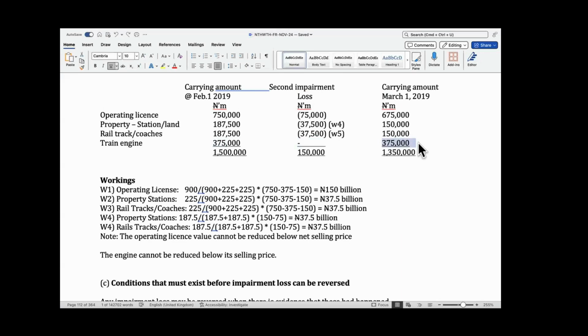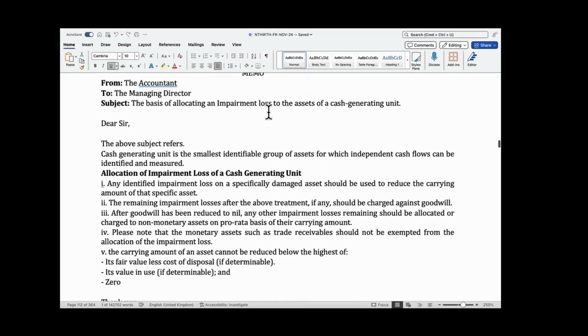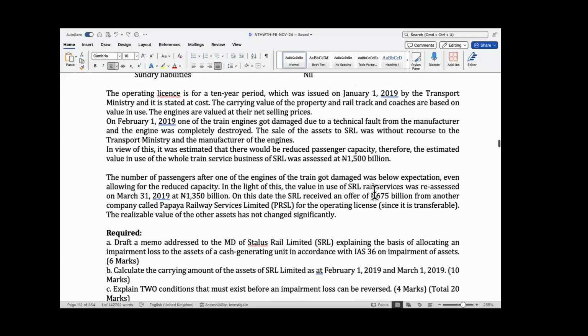It's still 375 because I've taught you that you must not reduce the carrying amount to an amount lower than the higher between value in use, fair value, and zero. So that means for this one to be 375 and it's the selling price, whatever impairment loss you allocate here will reduce it below. So it cannot be below it. It cannot, right?